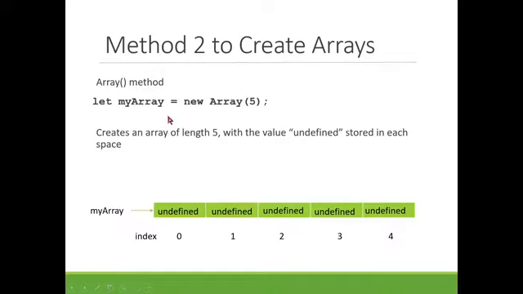We can also create an array using the Array method. Notice that Array has a capital A here. And so new Array, we have to have the new keyword here, new Array, and then you say how long you want the array to be. This creates an array of length 5, and the value for each element starts out as undefined. Just like if we created a variable by saying let x, x is initially undefined, that's what we have here. So the array has length 5, it's ready for 5 values, but there aren't any values yet.